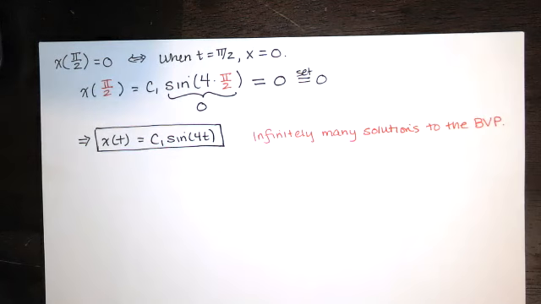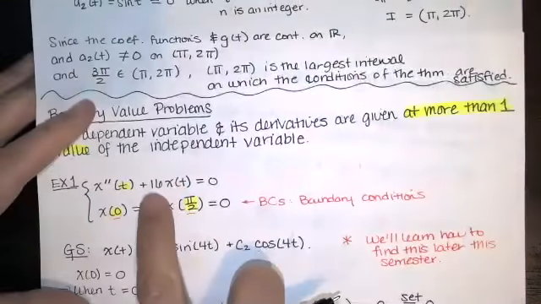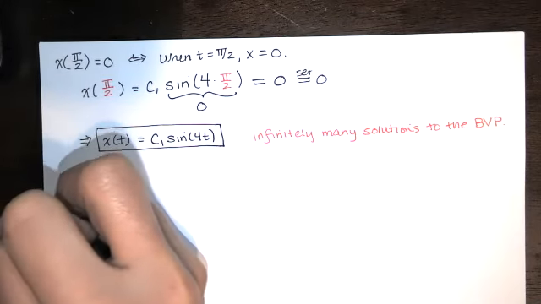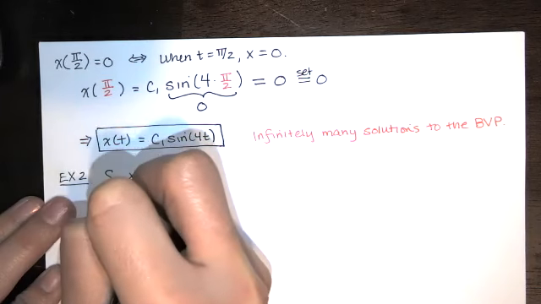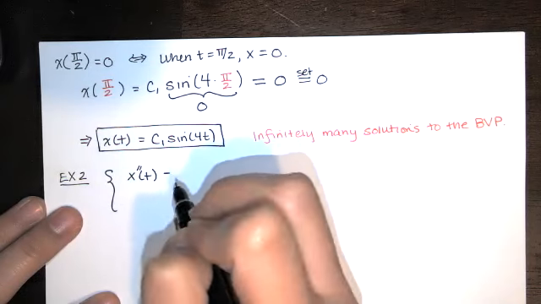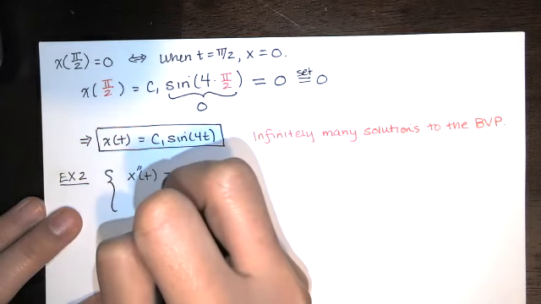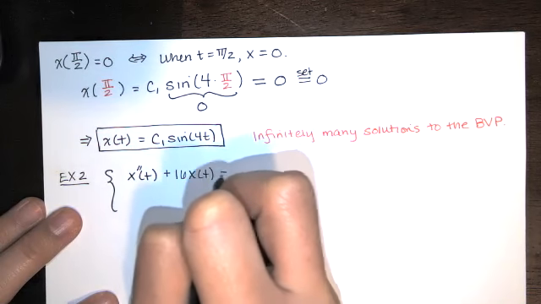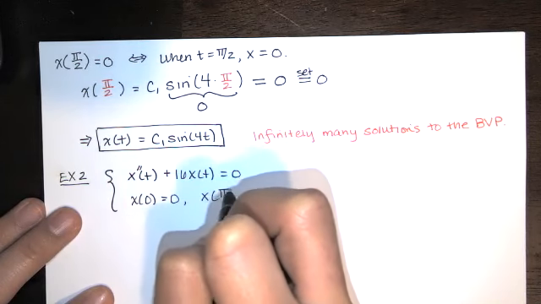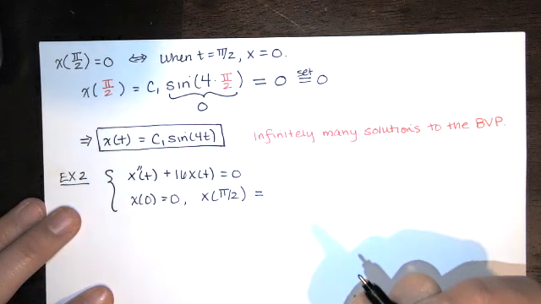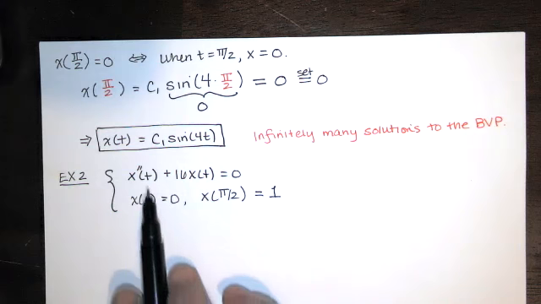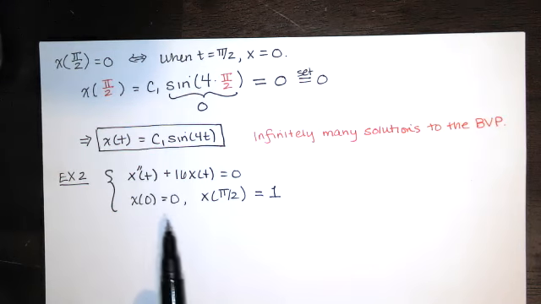Now, if I take the same differential equation, but I change these conditions a little bit. Excuse me, the differential equation is x double prime of t plus 16x of t equals 0. And we still have x of 0 equals 0 and x of pi over 2 equals something else this time. Let's say that it equals 1. Well, in this case, what I end up with is this.